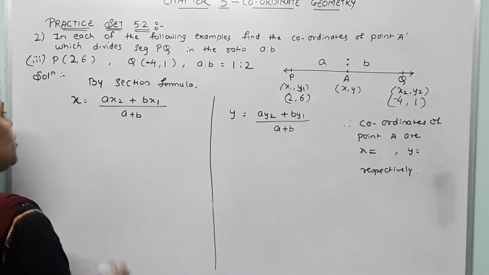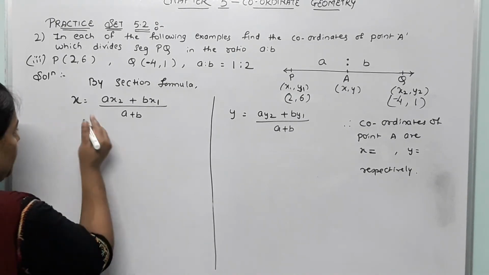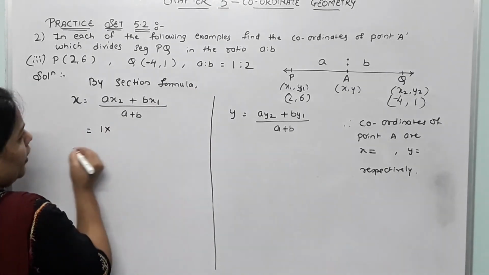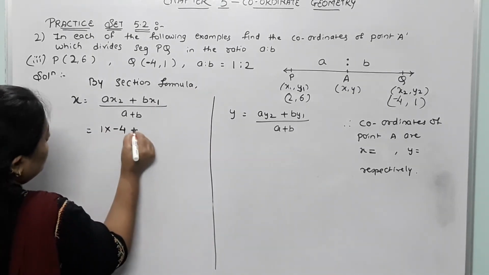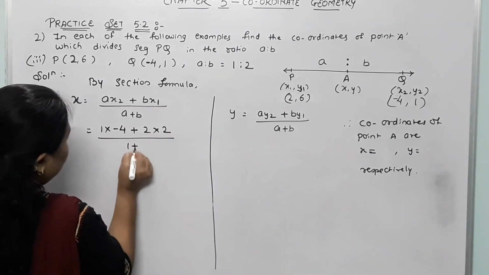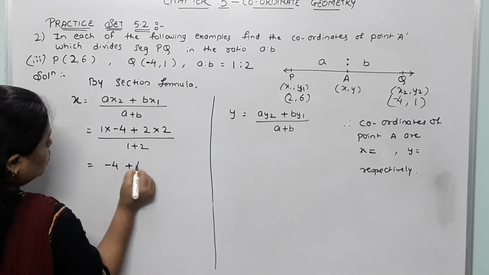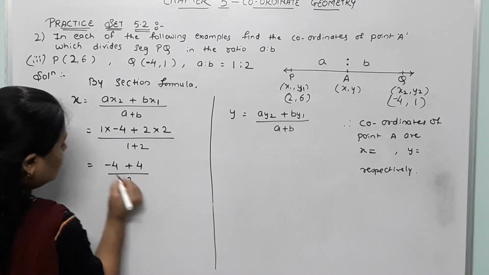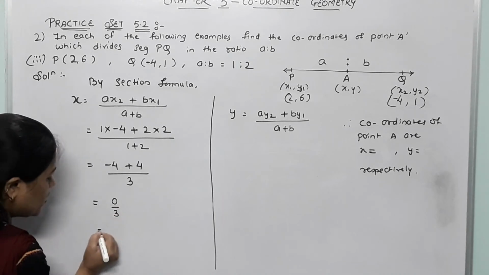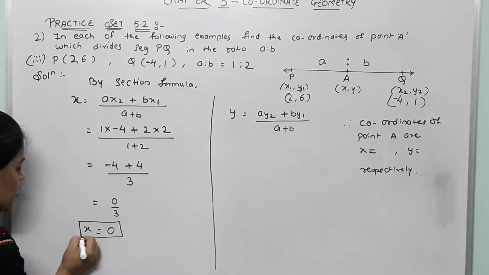So again by section formula, x equals (a x2 plus b x1) upon (a plus b). So we'll substitute the values. What is a? 1, and x2 is minus 4, plus 2 into, what is x1? 2. So 1 plus 2, 4 into 1 is minus 4, plus 2 2s are 4, upon 3. Minus 4 plus 4 is 0 upon 3, that is equal to 0. So the x coordinate is 0.